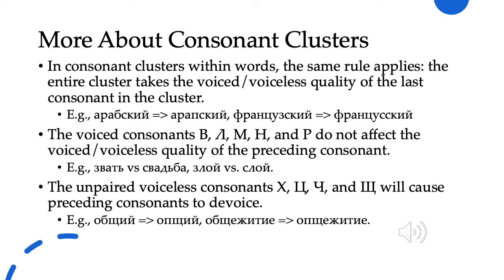Or in злой versus слой. So злой is an adjective meaning mean, bad, or evil, and слой is a noun meaning a layer, and they both have a consonant followed by l, and that first consonant does not change its voiced or voiceless quality, so you can hear the difference between zloy and sloy. In the same way, but oppositely, the unpaired voiceless consonants ts, ch, and sh will cause preceding consonants to devoice. We see this most commonly in the word общий, general or common, and its various derivatives such as общежитие. So that b before the sh in общий or общежитие is pronounced more like a p.